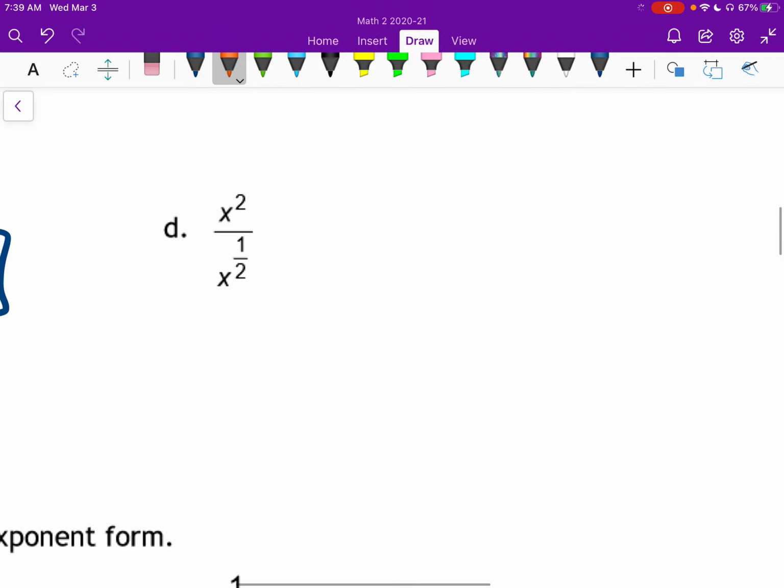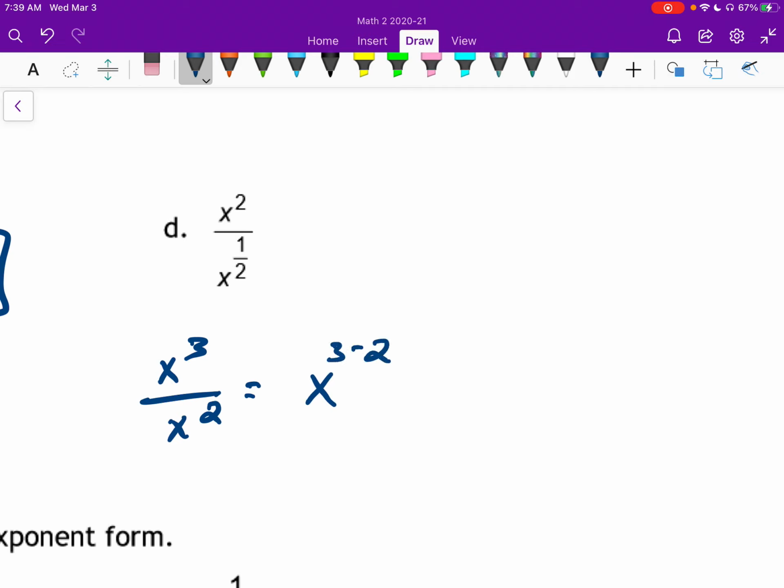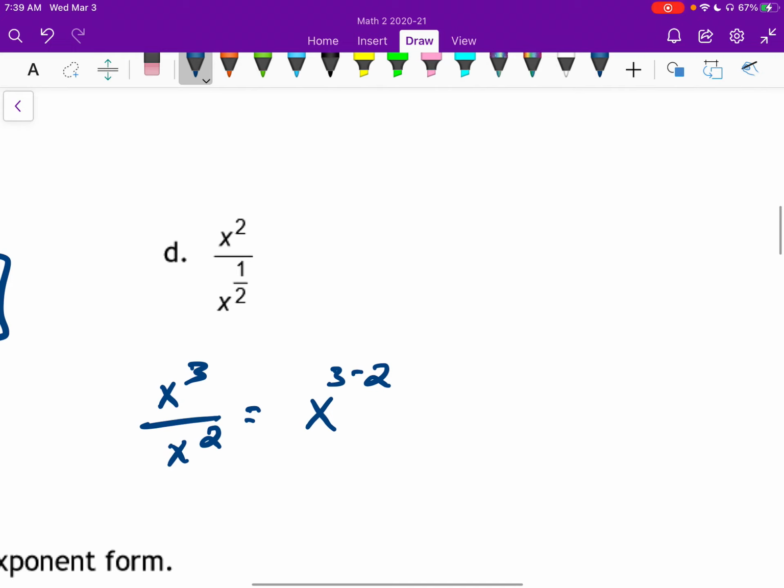For D, we have a numerator and denominator here. Let's think about what we would do if this was x cubed over x squared. Well, that would be equal to a plain old x, which is 3 minus 2. So this is going to be x to the 2 minus 1/2. 2 minus 1/2 is 1 1/2, which is 3/2. So x to the 3/2.